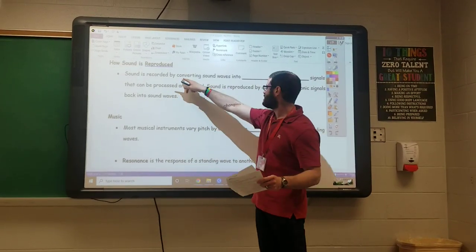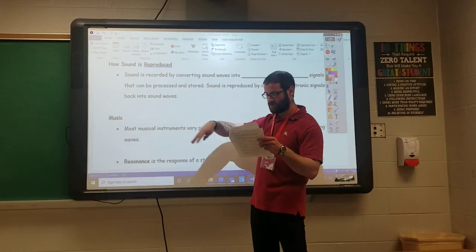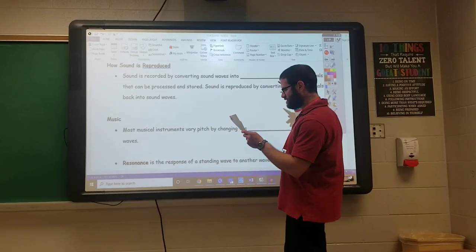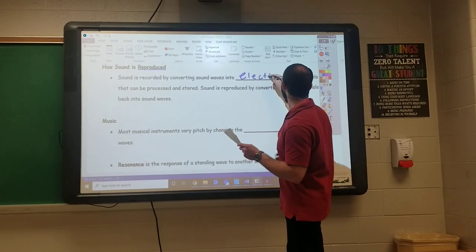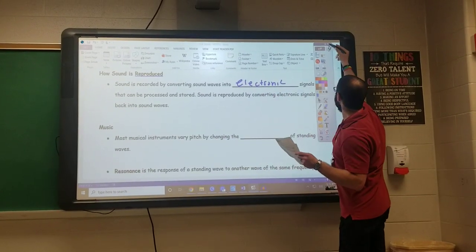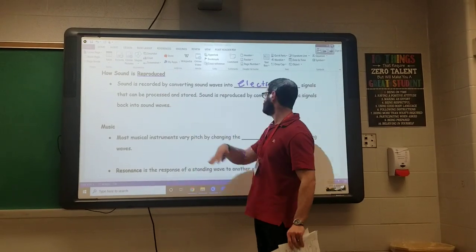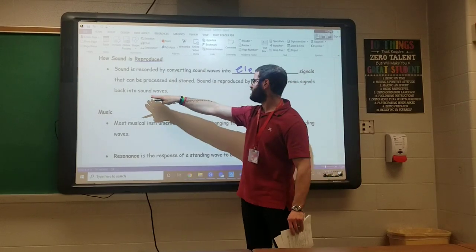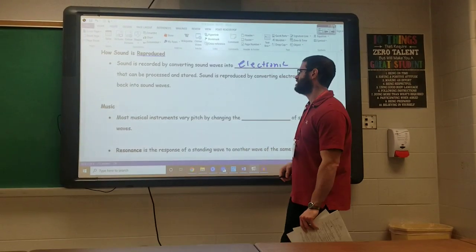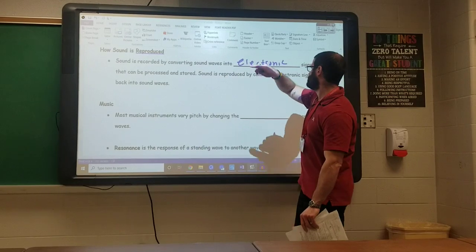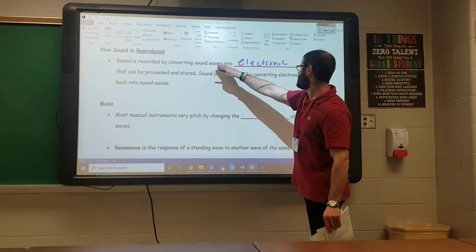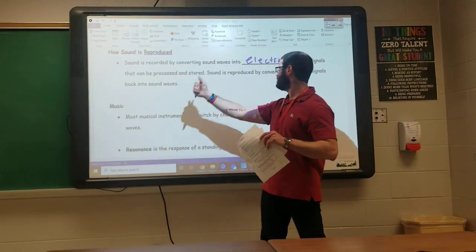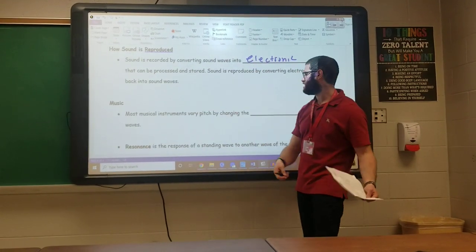As far as recording sound, like recording music and so forth, sound is recorded by converting sound waves into electronic signals that can be processed and stored. Sound is reproduced by converting the signals back into sound waves. So sound is recorded by converting the sound waves to electronic signals, and then those signals are in turn converted back to sound waves to reproduce the sound.